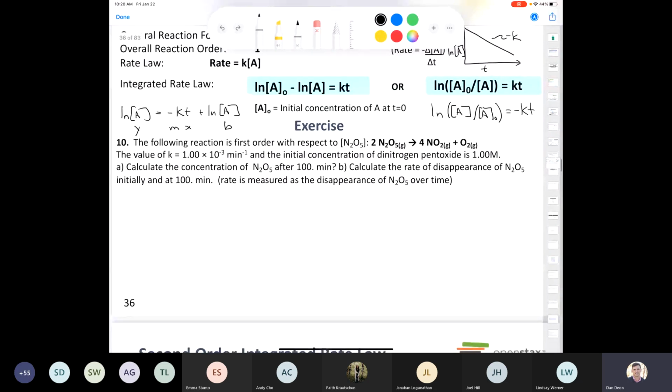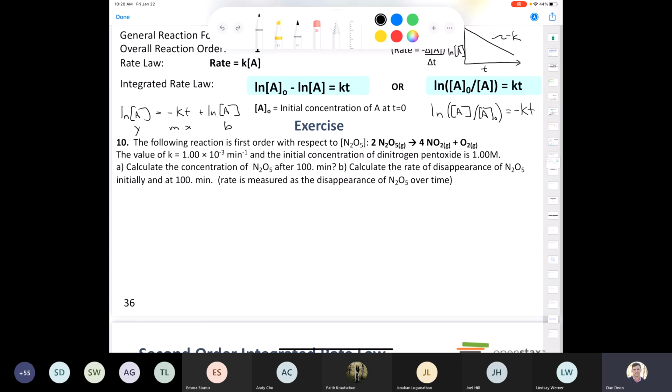Let's try a problem. It says the following reaction is first order with respect to N2O5, dinitrogen pentoxide. The value of k is provided, 1 times 10 to the minus 3 reciprocal minutes, and the initial concentration of dinitrogen pentoxide is 1 molar. Calculate the concentration of dinitrogen pentoxide after 100 minutes.